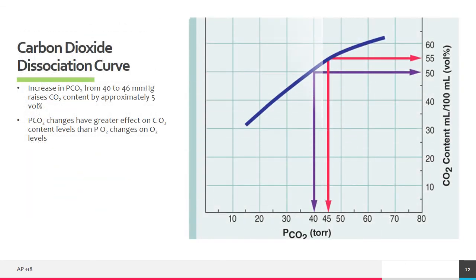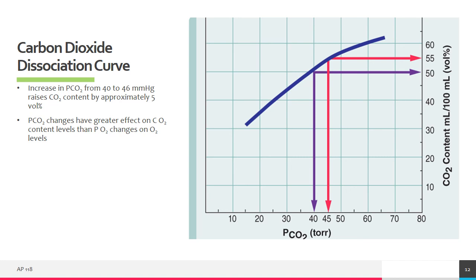Let's talk for a minute about the carbon dioxide dissociation curve. You can see that this curve is much more linear than our oxygen dissociation curve. In the carbon dioxide dissociation curve, the loading and unloading of carbon dioxide in the blood is illustrated in a graphic form. However, unlike the S-shaped oxygen dissociation curve, the carbon dioxide curve is almost a line, linear.